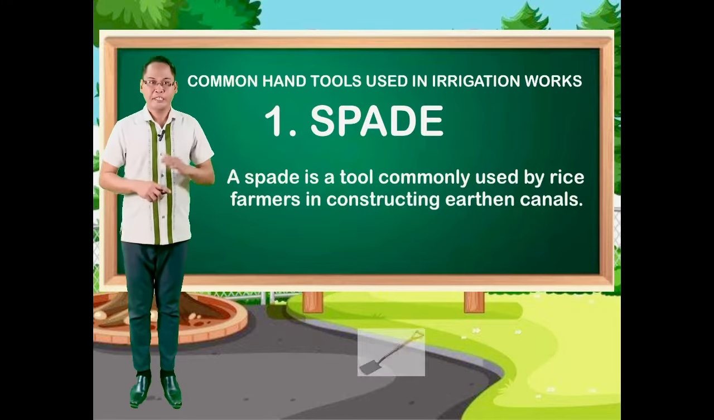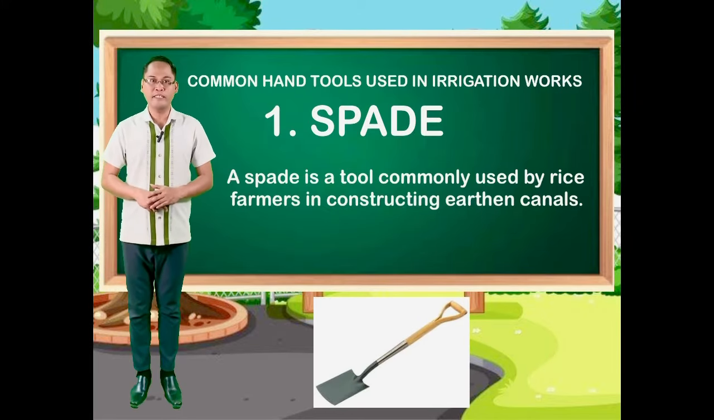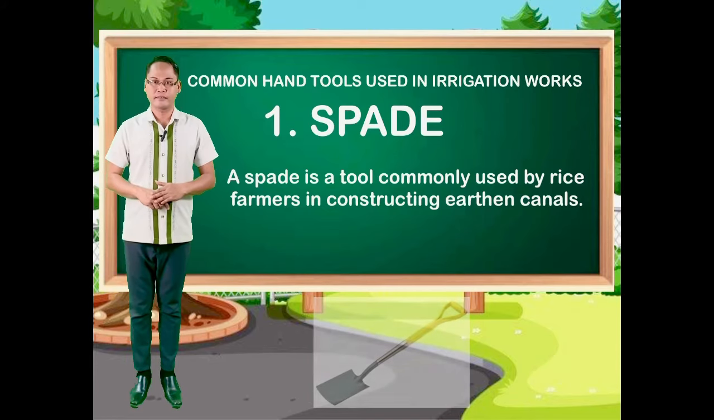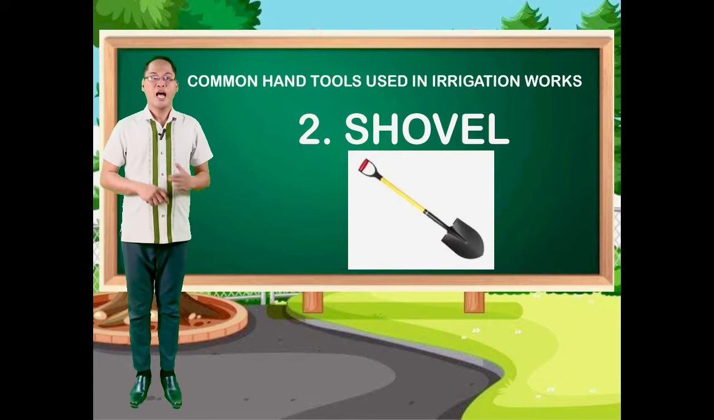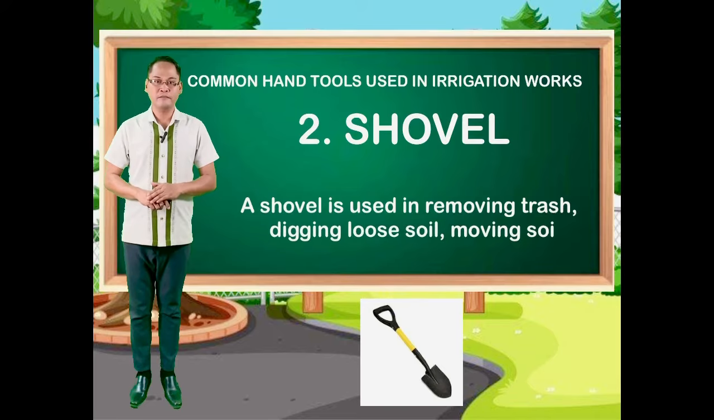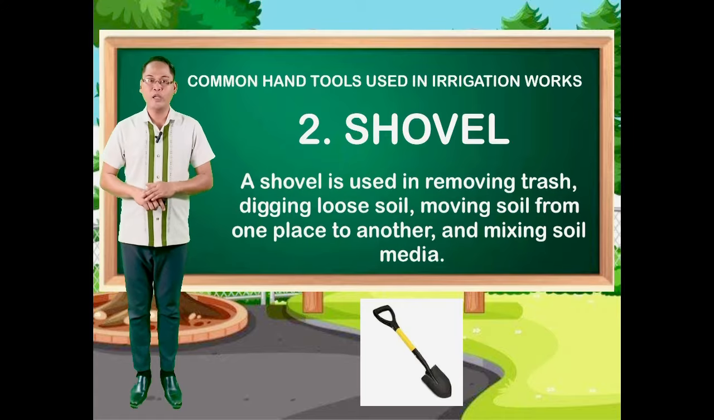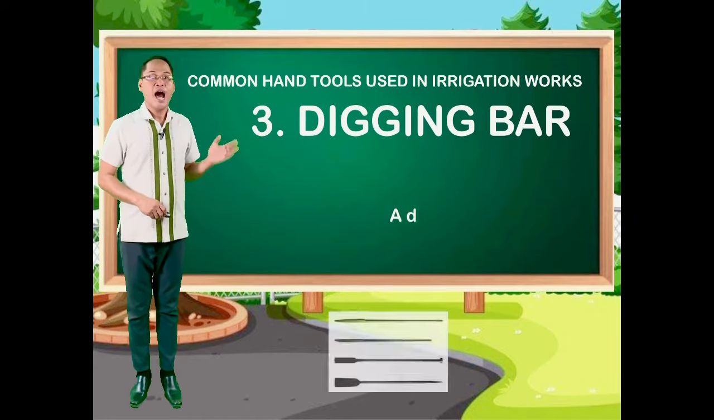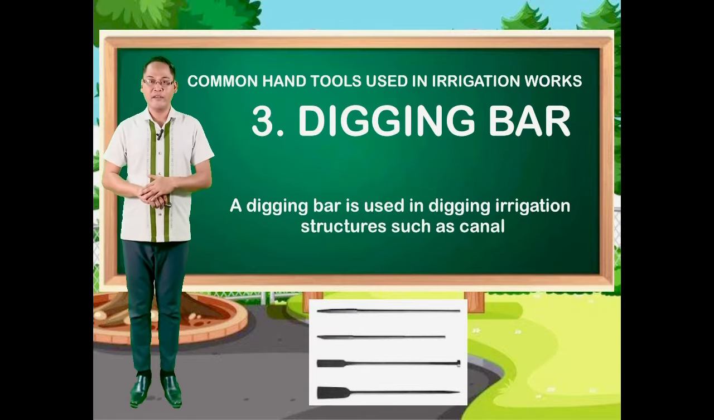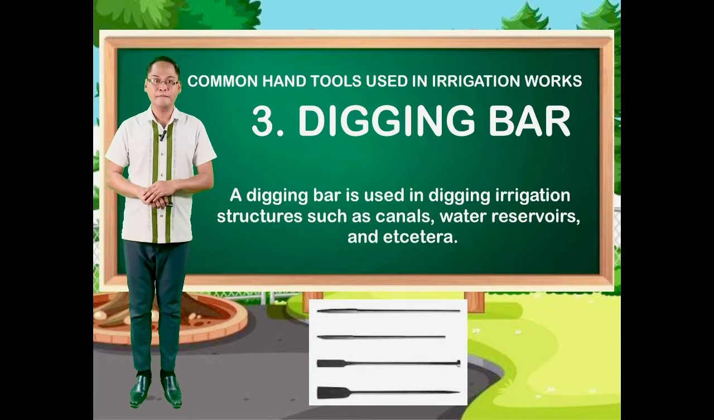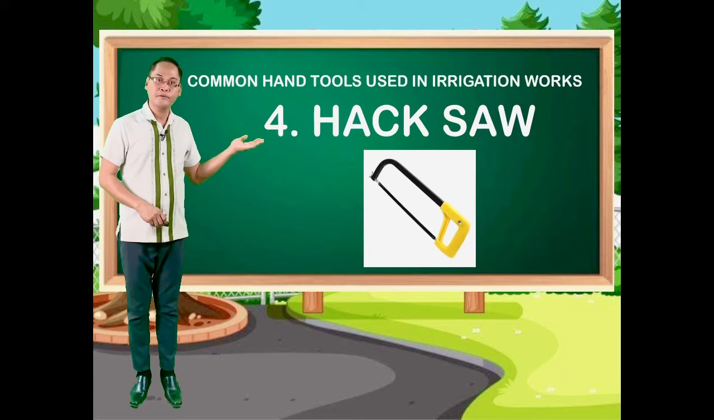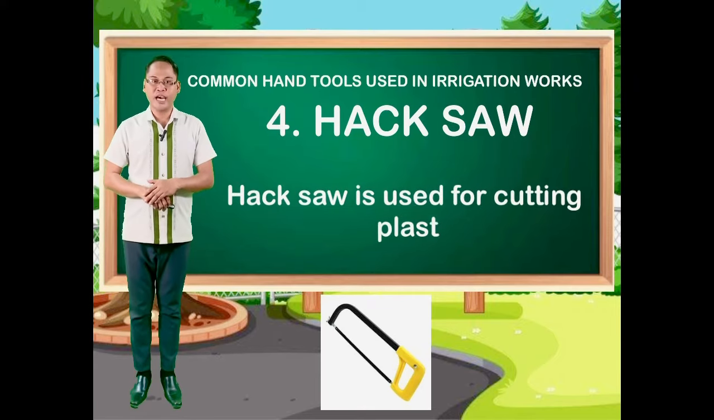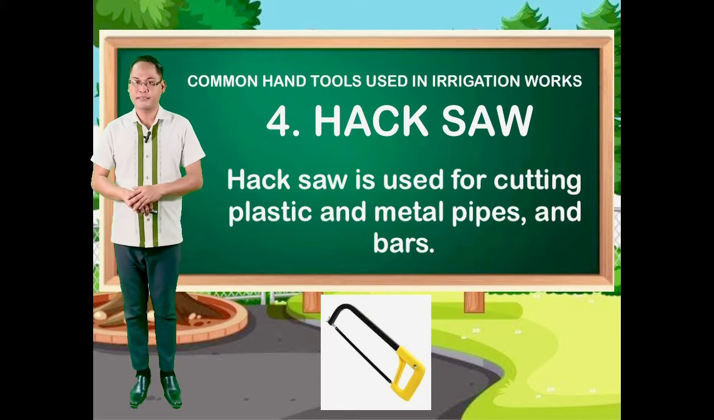Spade. A spade is a tool commonly used by rice farmers in constructing earthen canals. Shovel. A shovel is used in removing trash, digging loose soil, moving soil from one place to another, and mixing soil media. Digging bar. A digging bar is used in digging irrigation structures such as canals, water reservoirs, and etc. Hacksaw. A hacksaw is used for cutting plastic and metal pipes and bars.